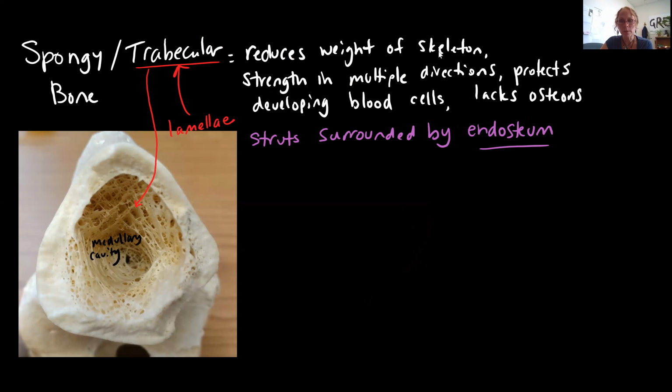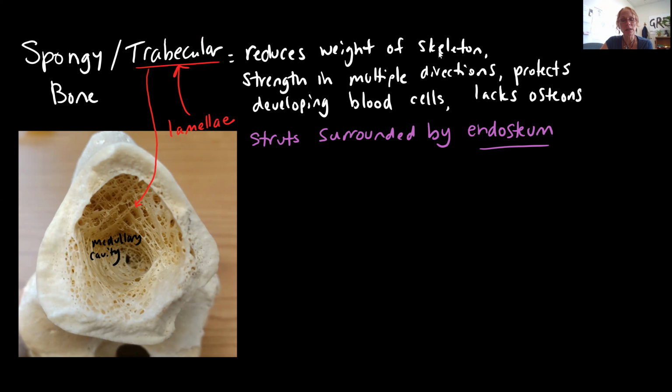When we talk about our spongy bone, we've called it already trabecular bone. That name can be used for the type of lamellae. So spongy bone has a trabecular lamellae, which remember is our pattern of how the matrix is laid down. It's called this because all of those extensions of the bone are referred to as trabeculae or struts. The benefit of the spongy bone is to reduce the weight of the skeleton, but also provide strength in multiple directions instead of just that one way that we get with our osteons.